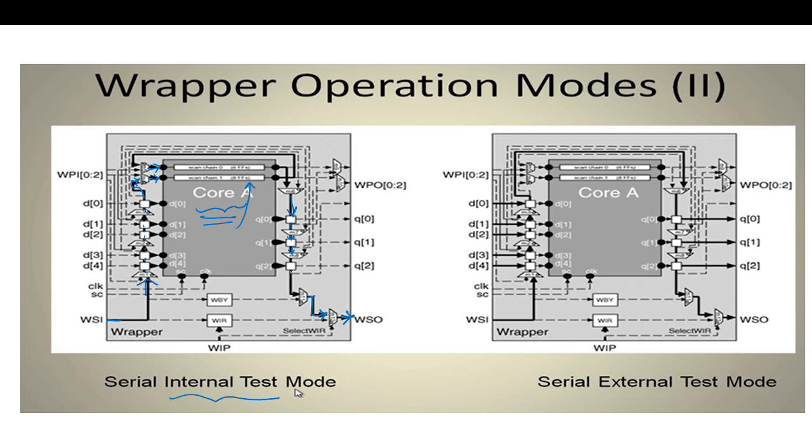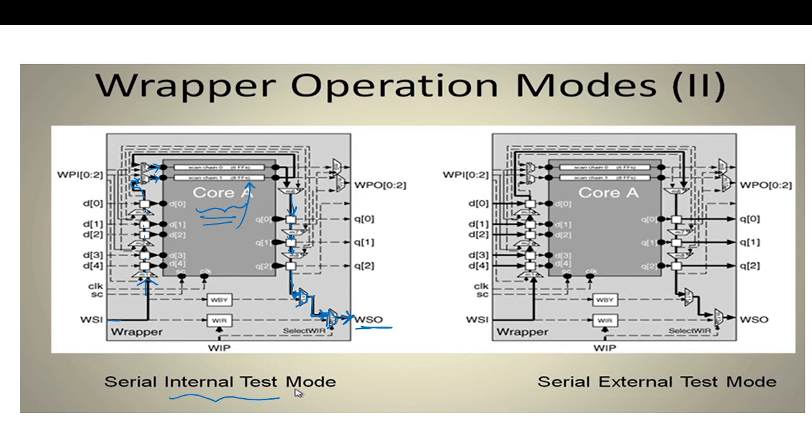So the captured response is shifted out through these wrapper boundary scan cells, and this multiplexer selects this output instead of this bypass. In bypass it was selecting this output, now it is selecting this output, and this multiplexer is selecting this response, and we obtain the final response from the WSO. So this is the serial internal test.